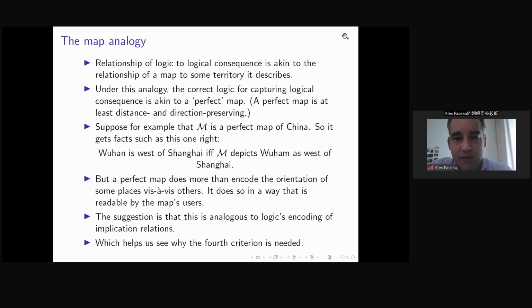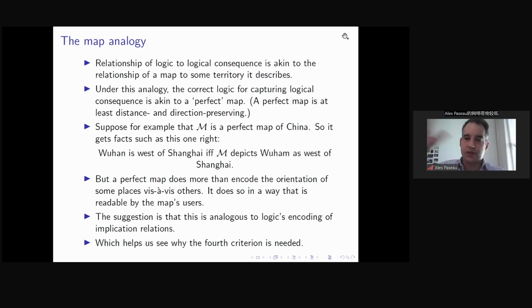I said we can see that formalization is a map in another sense. At the start of the talk, I said that formalization is a map in the mathematical sense, that it's a function from the set of senses of English to the set of senses of a logic. But in a sort of play on words, I think it's a map also in the metaphorical sense, the everyday sense of a map. The relationship of logic to logical consequence is akin to the relationship of a map to some territory that it describes.